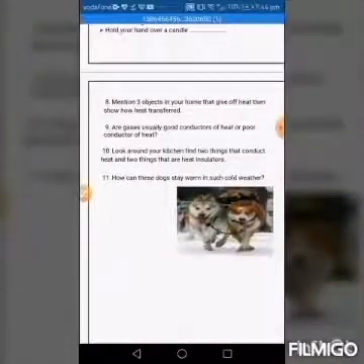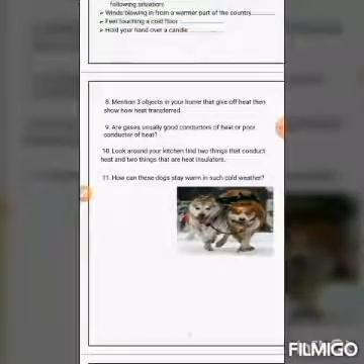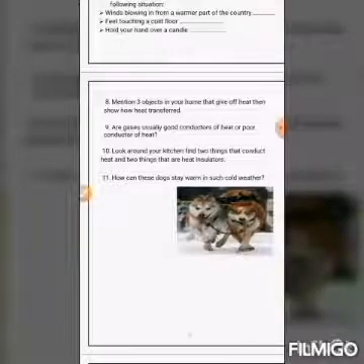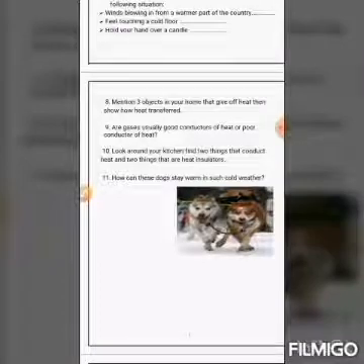Question number 8. Mention 3 objects in your home that give off heat, then show how the heat transfers from this device. Is it by conduction or convection or radiation? Question number 9. Are gases usually good conductors of heat or poor conductors of heat? Gases like the air, any gas. Do you think it is a conductor or poor conductor? Poor conductor means insulator.